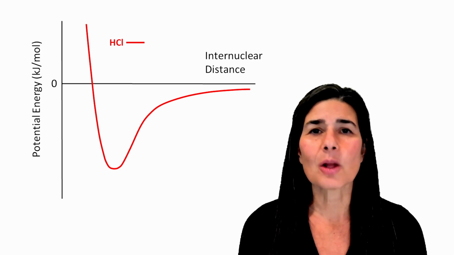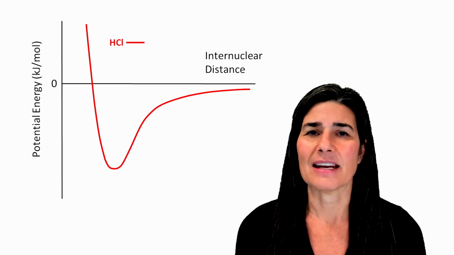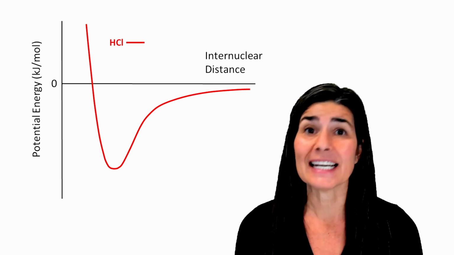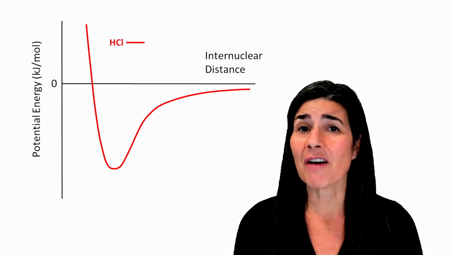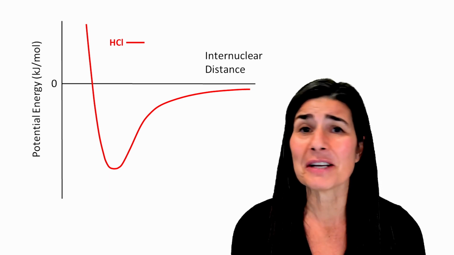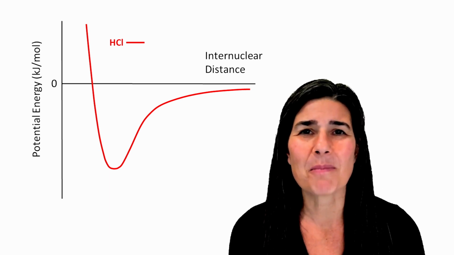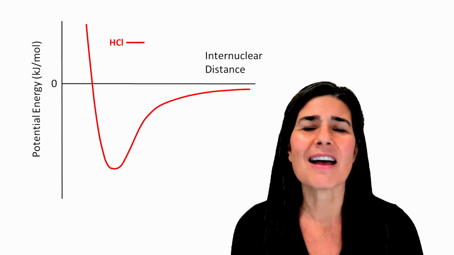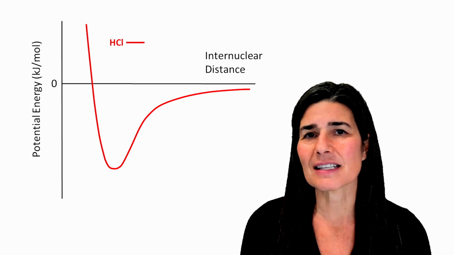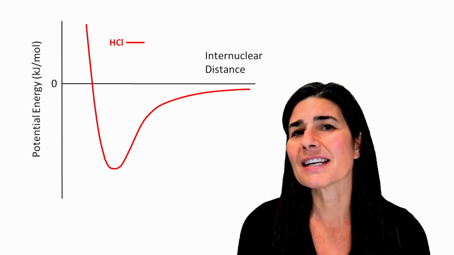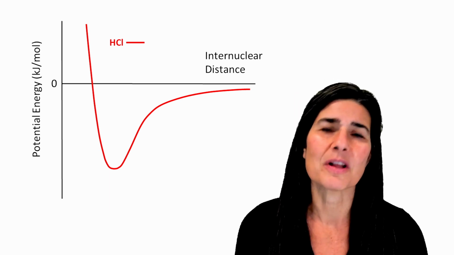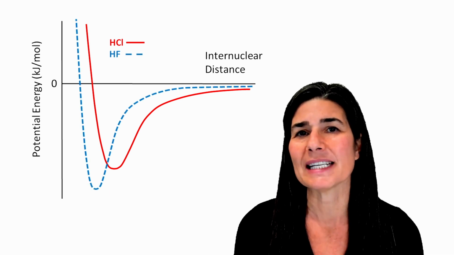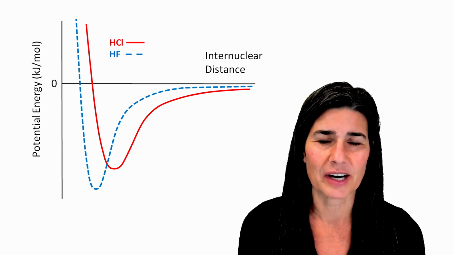We know that chlorine is a bigger atom and a less electronegative atom than fluorine. Fluorine is the most electronegative atom of all, and it is very, very small. Being a small, very electronegative atom, that fluorine will hold on to those bonded valence electrons tighter than chlorine. We expect for the HF molecule that bond to be stronger. We're going to shift that minimum energy point downward on the potential energy diagram.